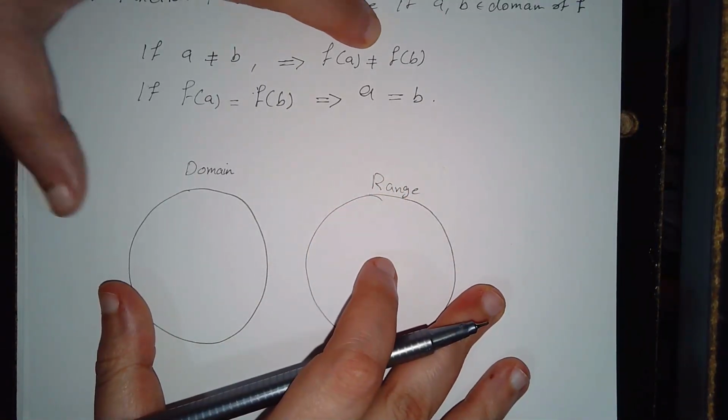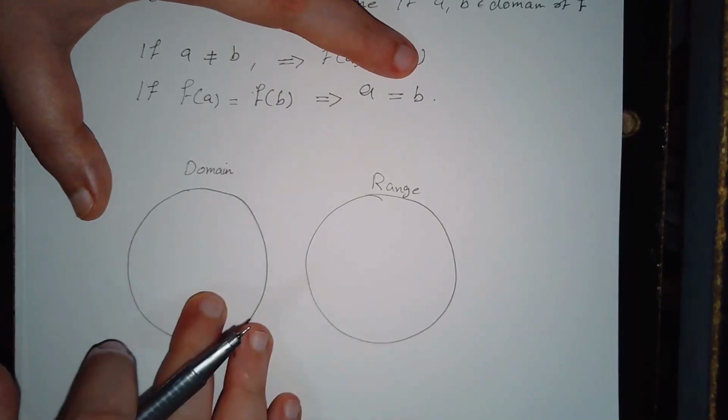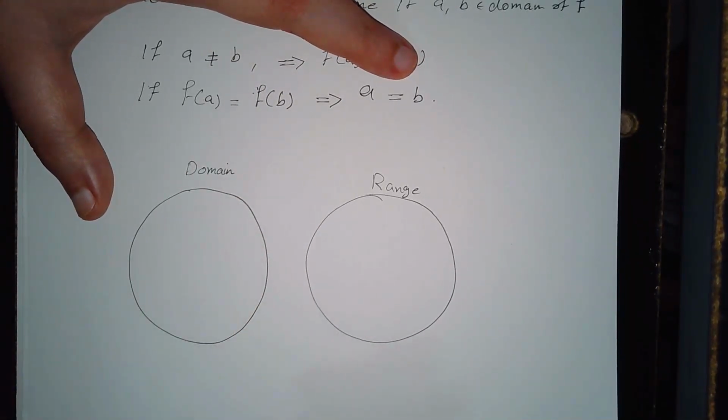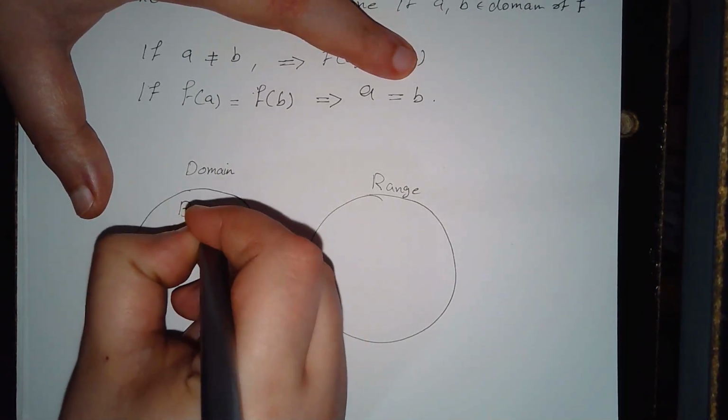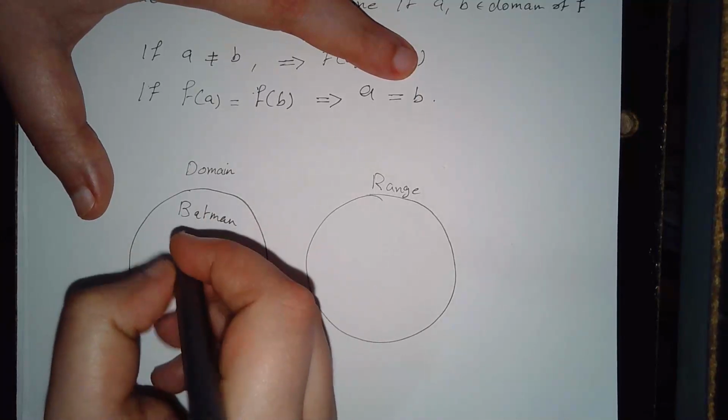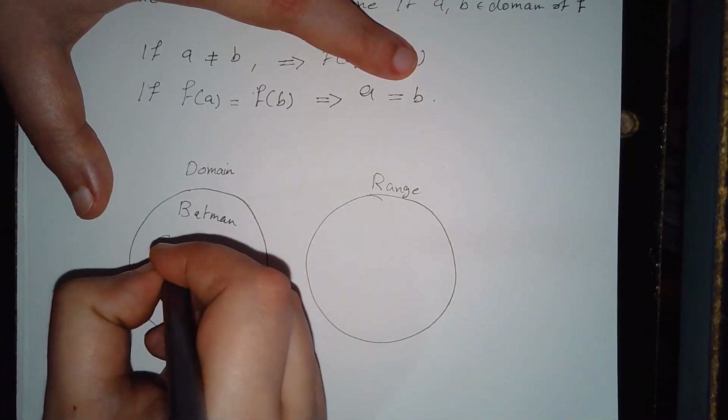Yeah? Now, in here, I'm going to name elements inside my function or my domain. Let's go. Batman is the first one. Second one is, I don't know, Green Lantern.